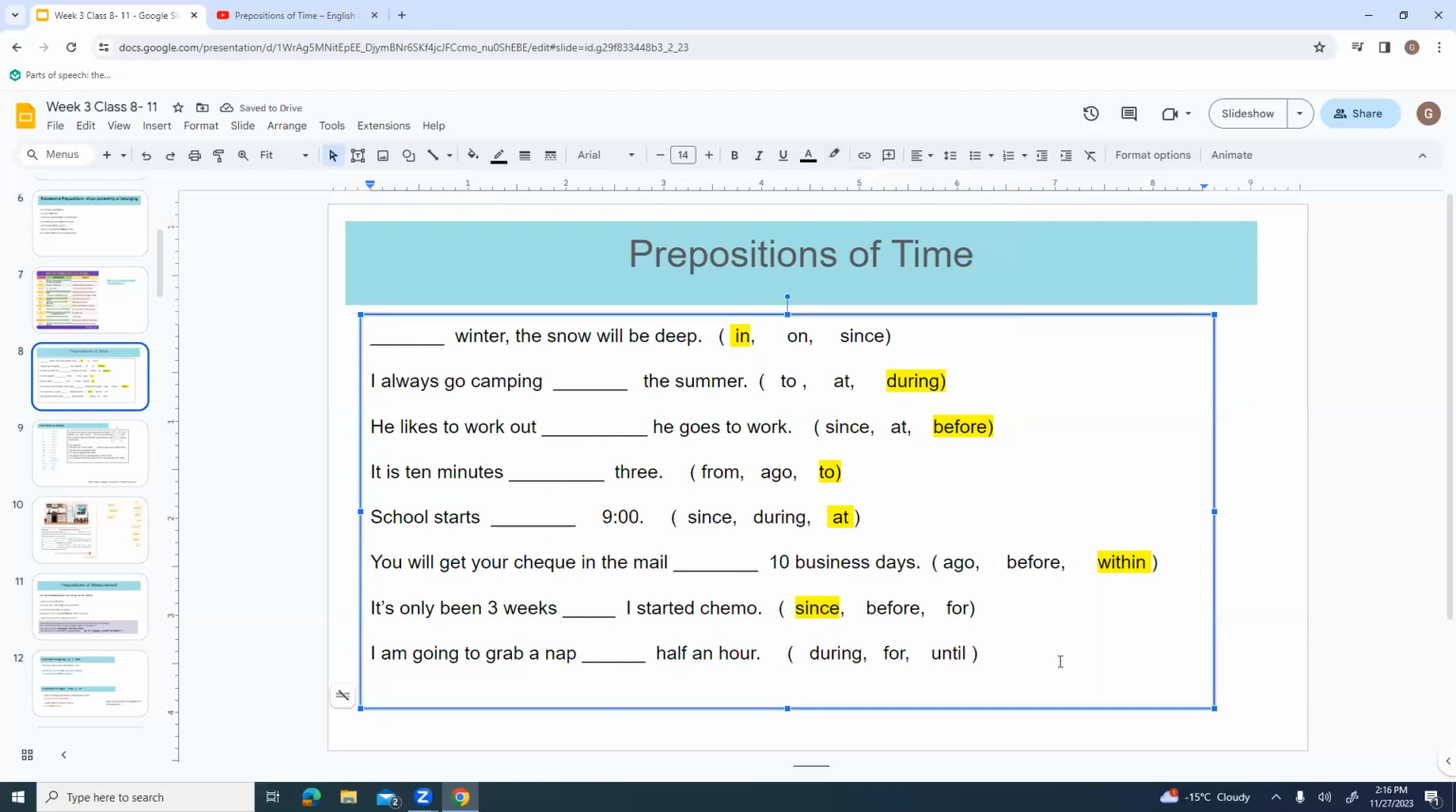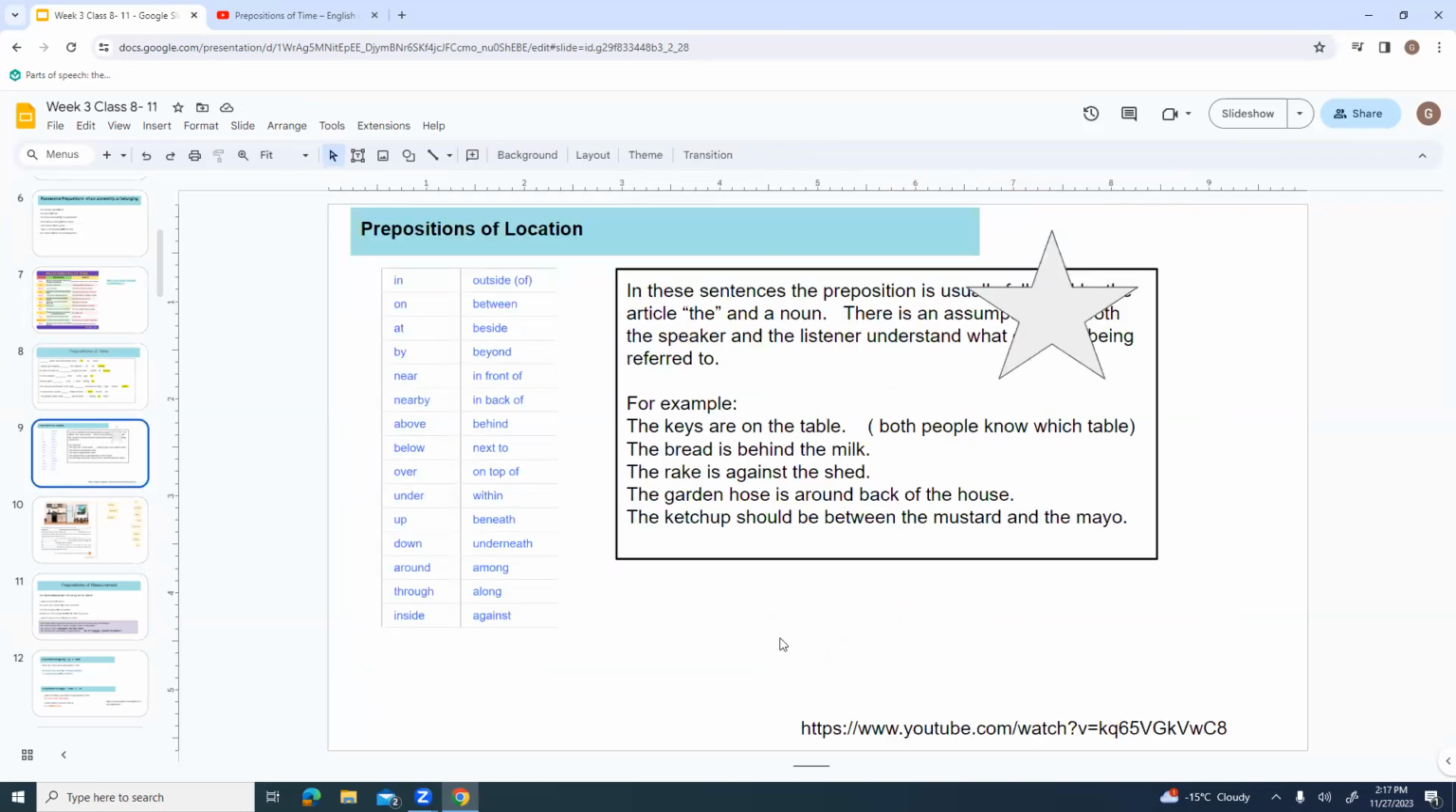I am going to grab a nap during half an hour, for half an hour, until half an hour. I think you could easily use for or until. For seems slightly more accurate. And as you can see, I'm talking about this. There isn't always just one right answer. Sometimes there's one that's the better answer, but 2 might work. Okay, so that was covering prepositions of time.